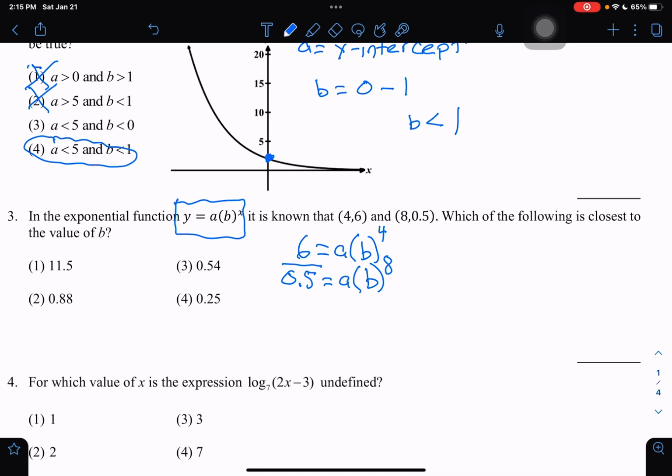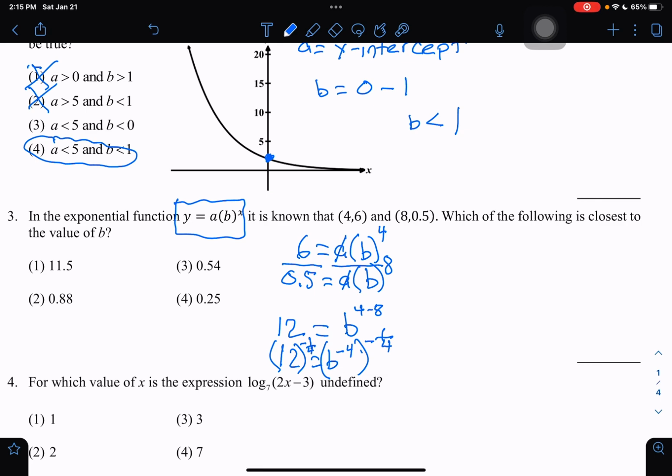6 divided by 0.5 is 12. The a's will cancel out. We divide this, and so this is equal to b raised to the 4 minus 8 power. So we subtract exponents when we are dividing. So 12 is equal to b to the negative 4th power. So I have to multiply this by the reciprocal to get 1. So this will just give me b on the right side to the 1st power, but I also have to do it to this side.